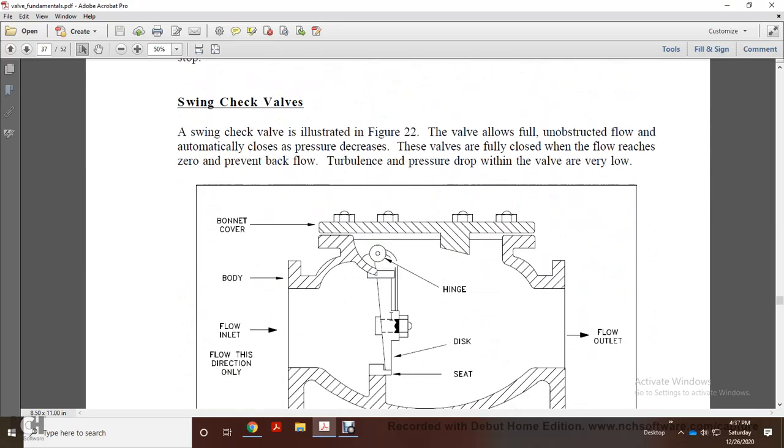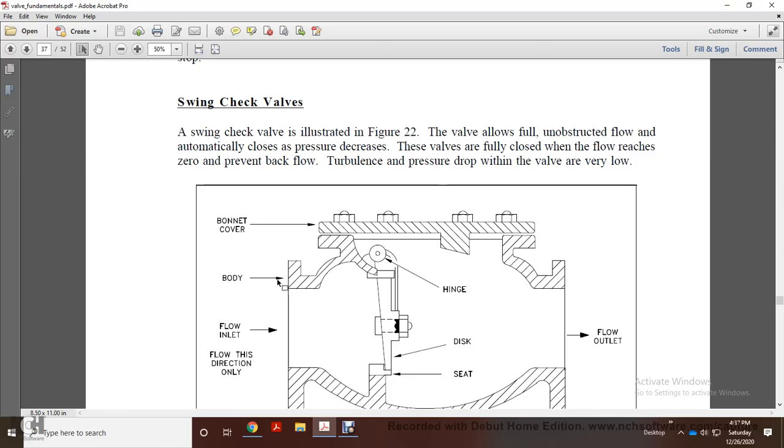A swinging check valve is illustrated in figure 22. The valve allows full unobstructed flow and automatically closes as pressure decreases. Valves are usually fully closed when the flow reaches zero, and this prevents backflow. Turbulence and pressure drops are very low.